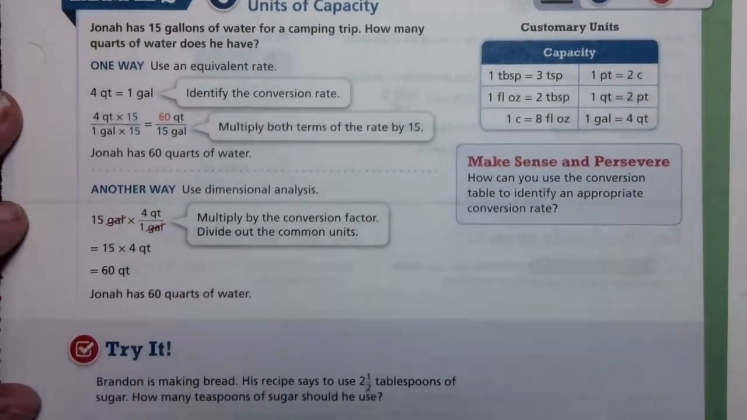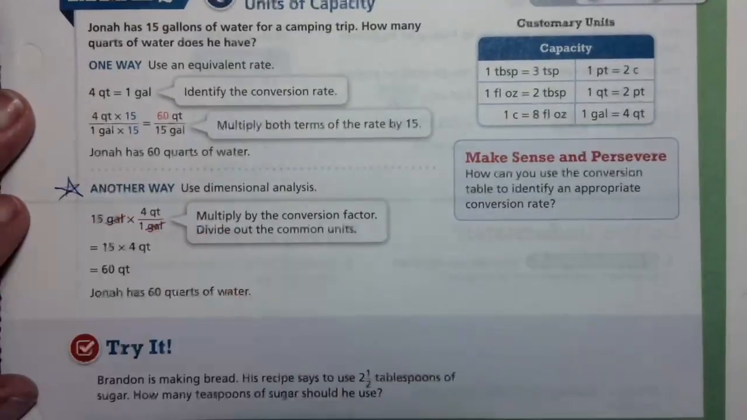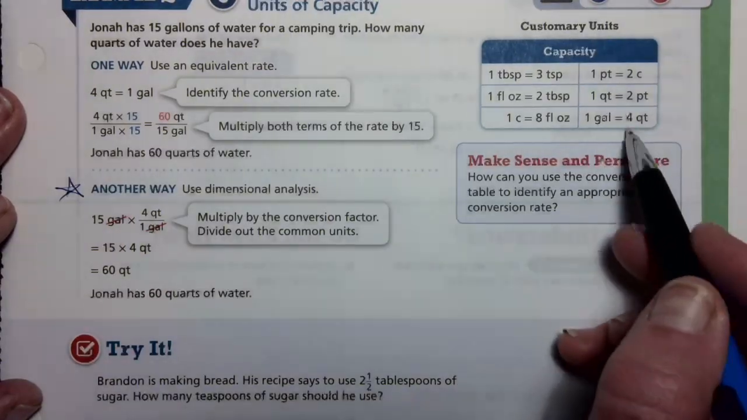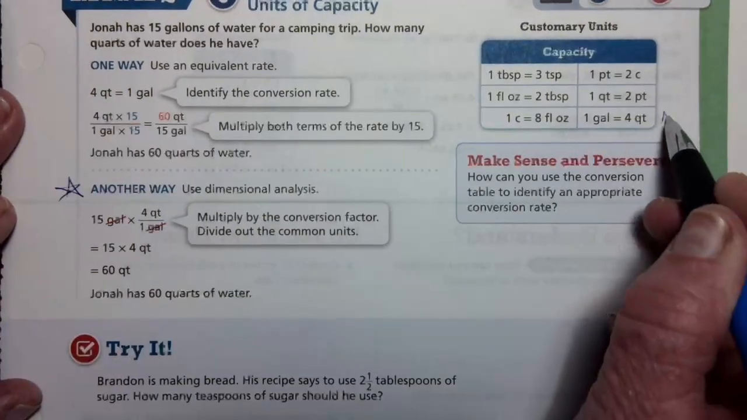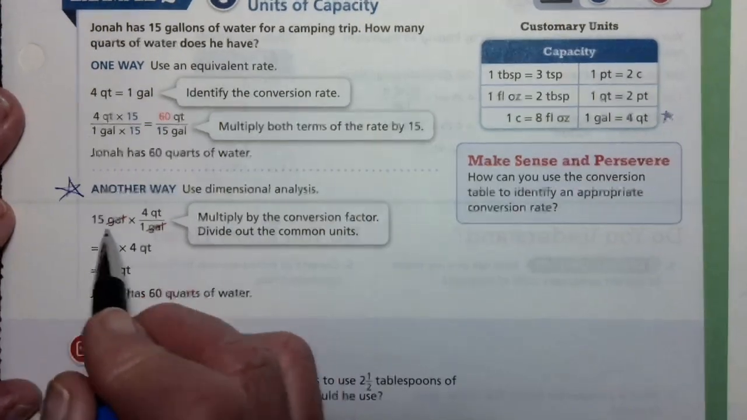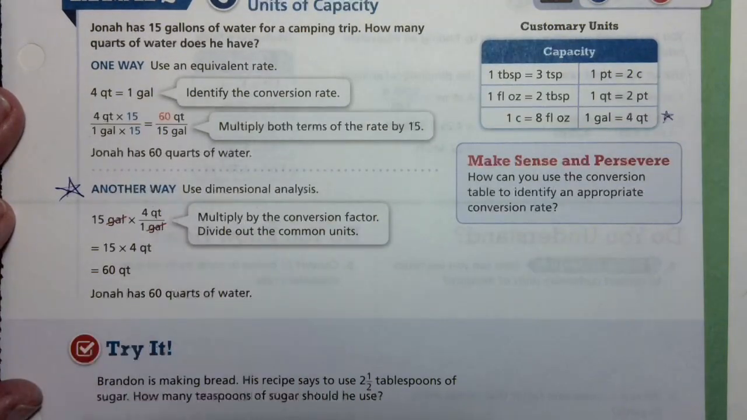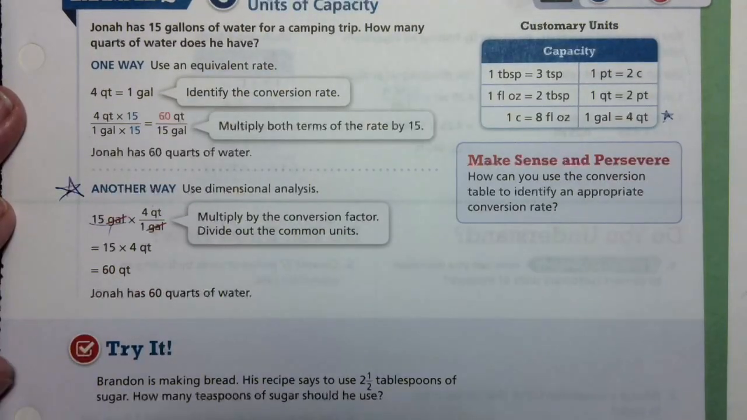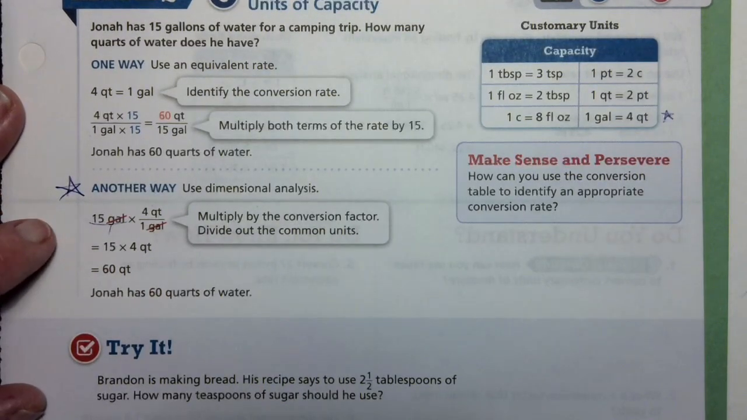The way I want you to do is this one right here. Take 15 gallons and multiply 4 quarts over 1 gallon, cancel out your gallons, and you're left with quarts. So it's 15 times 4. When there's just a whole number on here, it's like it's in the numerator. This is the method I prefer you learn.